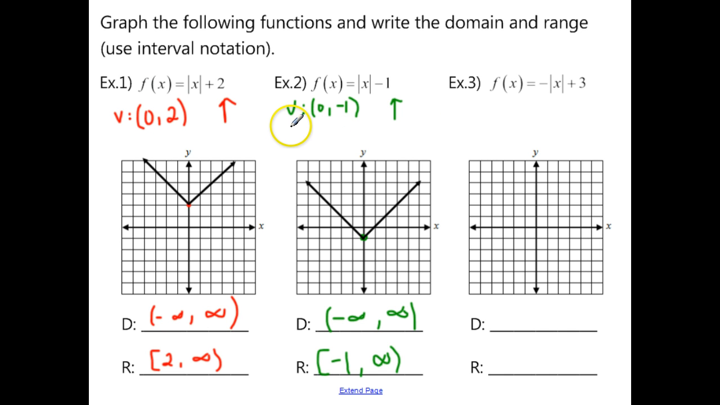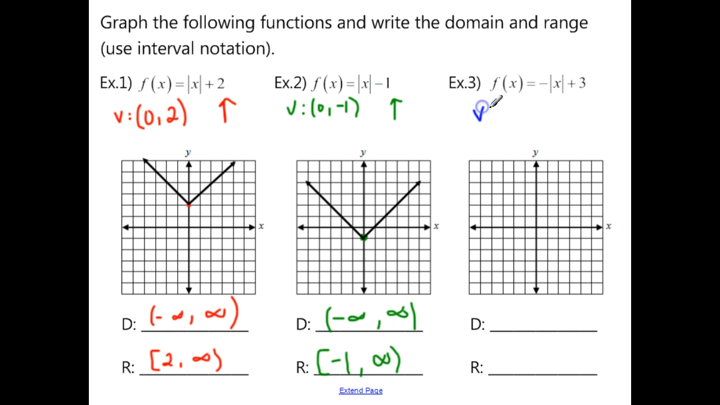So for the second example, hopefully you found the vertex is (0, -1), and it opens upwards. So you plot that vertex, and then we're going to have that slope of +1, -1, that V opening upwards. The domain is -infinity to positive infinity, and the range is -1 to positive infinity. Okay. Now let's try this third example together.